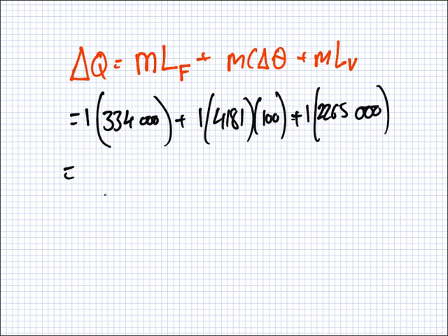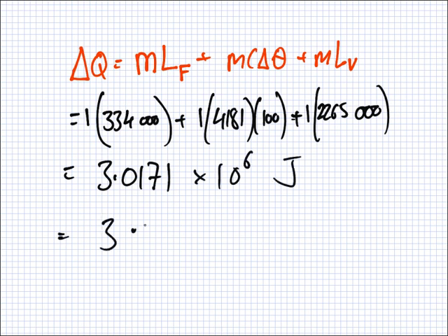So what did you get? 3.0171 times 10 to the power 6 joules. So it's basically 3.02 megajoules.